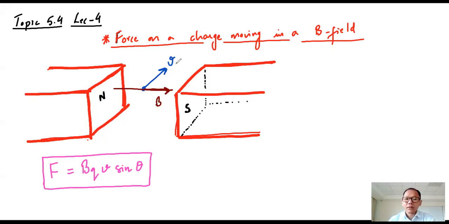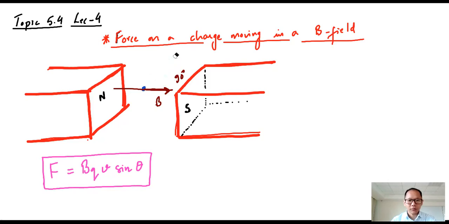Before we move on to the question, let us try to understand the angles in a little bit more detail, because most students get confused about what angle we're talking about here. If you assume that the velocity is moving right in between the two magnets, then this is the angle we are talking about. In this particular situation, the angle is 90 degrees. So if a charged particle is moving perpendicular to the direction of the magnetic field, then the angle should be 90 degrees.